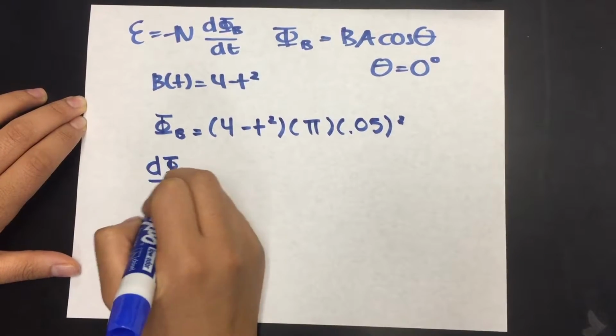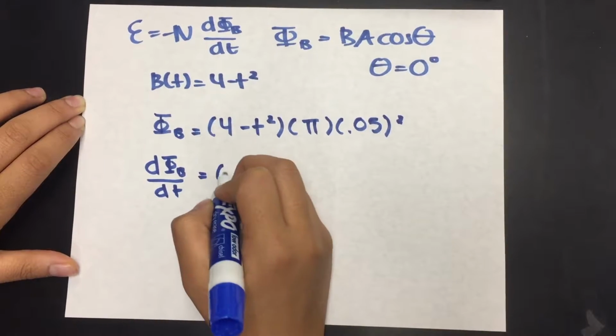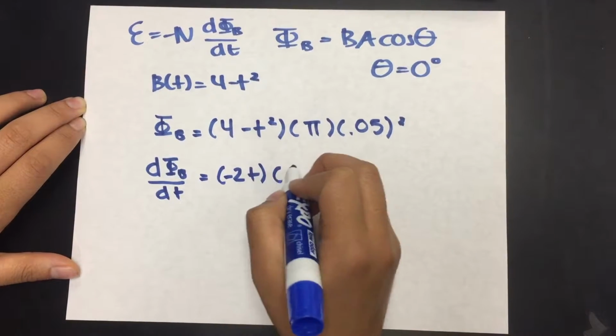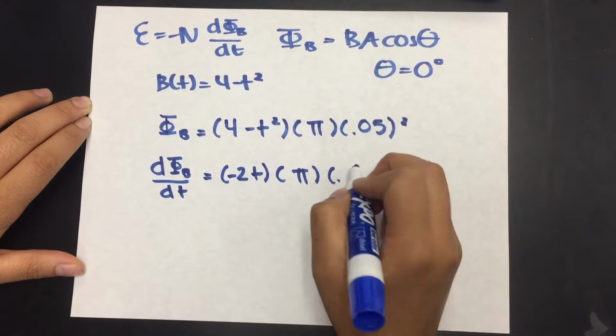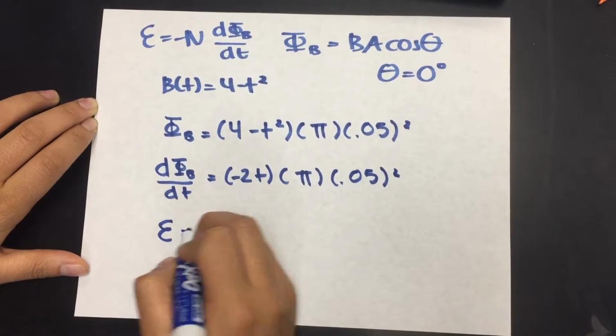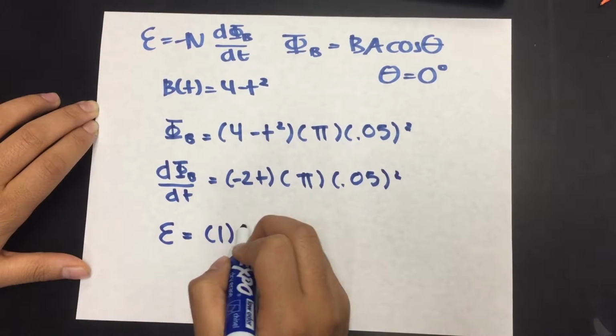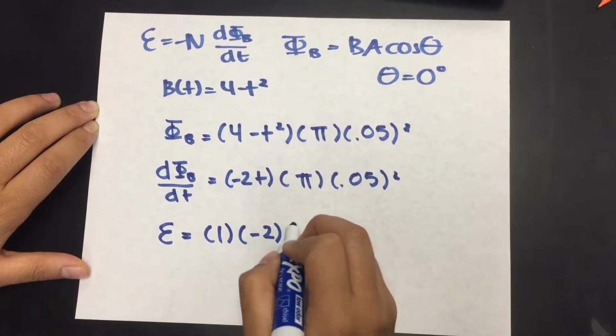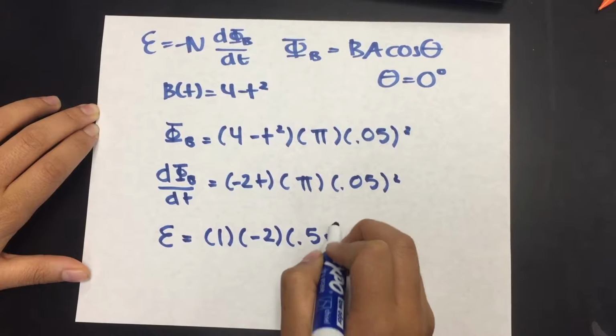So, plugging in 4 minus t squared for the magnetic field and pi r squared for the area gives you the magnetic flux. Then you take the derivative of the magnetic flux and plug in 0.5 seconds for t and 1 for the number of loops. Finally, the induced voltage is 0.0079 volts.